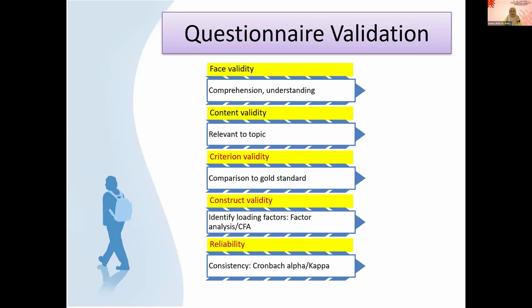Construct validity is where you try to find the factor loading. So we do factor analysis, EFA, exploratory factor analysis, as well as CFA. You must start with EFA first, by having a pilot study. After that, you need to do another data collection, which is your real data collection, to do CFA, confirmatory factor analysis, just to confirm that your questionnaire is validated. After that, you can do reliability. Most of the time we use Cronbach's alpha. We can also use kappa, but most of the time it's Cronbach's alpha.